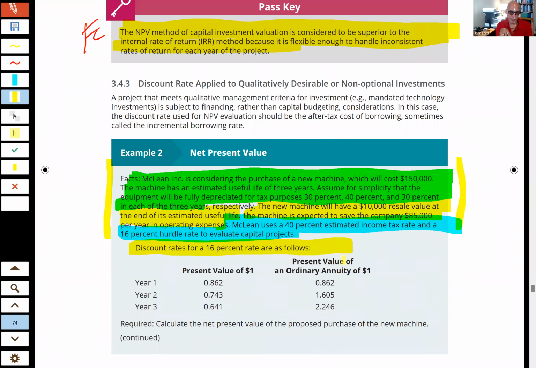They give me the present value of $1 and the present value of an annuity factor, and problems will often do that because they want to see if you know when you need to use the discounting for a one-time payment versus a stream of payments. So for this savings of $85,000, the after-tax number, we'll use the annuity factor. For this $10,000 that's going to come in at the end, we're going to be using the one-time amount. And for the depreciation tax shield, because the rate changes from year to year, we will need to use these present value of $1 factors, because we have different years coming in here.